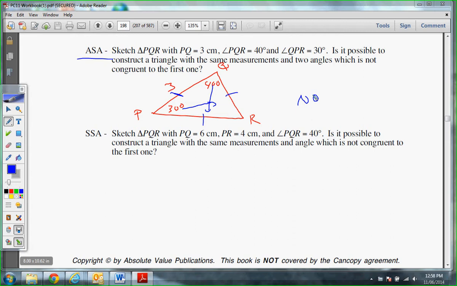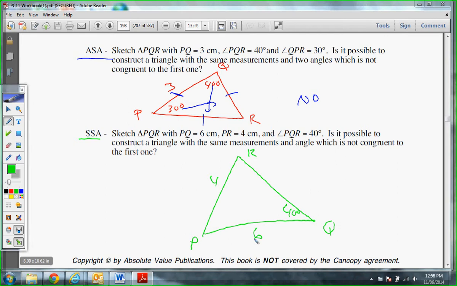Okay? And then this one here is what we're getting to today. Okay, so side, side, angle. So let's do that here. I'm going to label that P, R, and Q, like I have in my notes here. PR is 4, and PQR is 40, and PQ is 6.